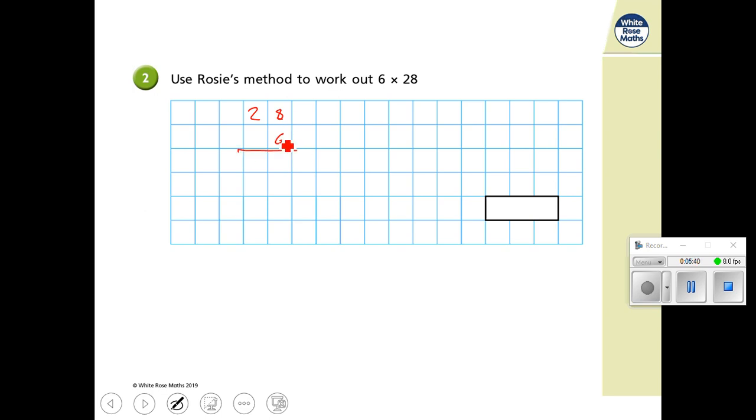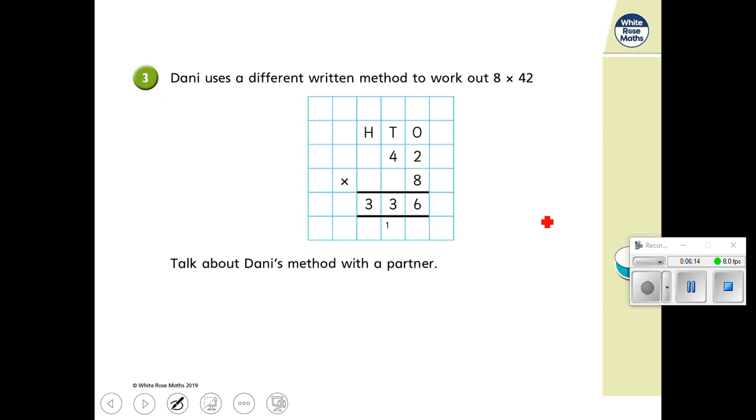So what we do is 6 times 8 is 48, and then underneath we're going to do 6 times 20, which is 120. Then we're going to draw a line, 2 lines, and then we go 8, and then that's 6, and then that's 1. So 6 times 28 is 168, which is 6 times 120, 6 times 8 is 48. Yeah, that's correct. So therefore the answer is 168.